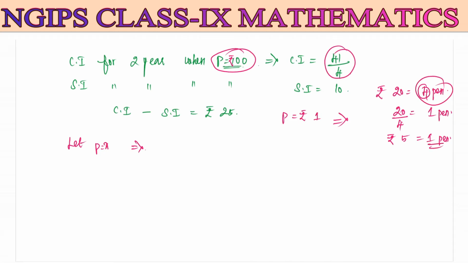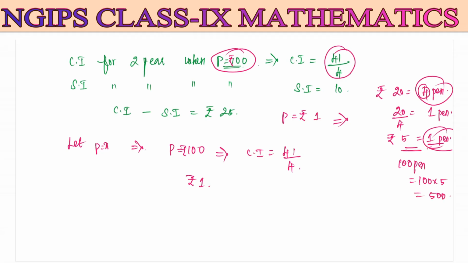So here also, listen carefully, when the principal is 100 rupees, you got that compound interest as 41 divided by 4. Now we will calculate for 1. In case they ask you to find the cost of 100 pens, you can multiply 100 into 5, you will get 500 rupees, because we know each pen cost. For 4 pens, 4 into 5 is 20. For 10 pens, 10 into 5 is 50.